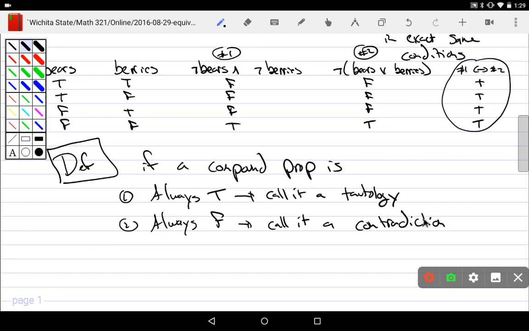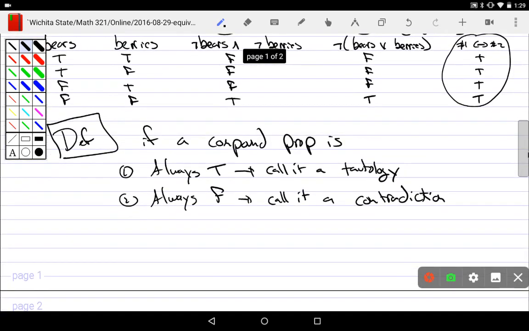Now, a lot of times when people talk about a contradiction being, you know, like an impossibility, what we mean by a contradiction is that when I look at its truth table or the possibilities of it, all I get is always false. So for example, this being always true, it would be a tautology. If it ended up being always false, it'd be a contradiction.